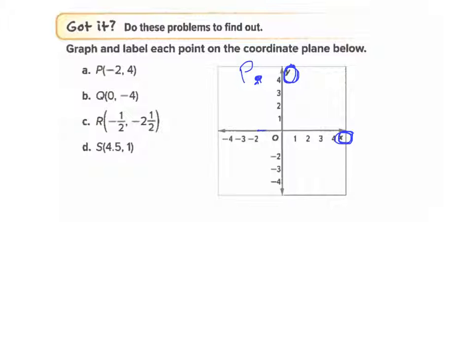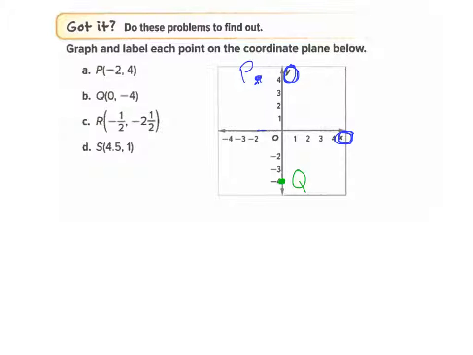So let's try the next one. Q is at 0, -4. So 0 is my x. That means I'm going to stay right in the middle. I'm not going to go left or right. I'm going to stay right at 0. And then I'm going to go -4 for y. That means down to -4. And I'm going to call that point Q. So I went left or right 0, meaning I stayed right in the middle. And then I went down to -4.